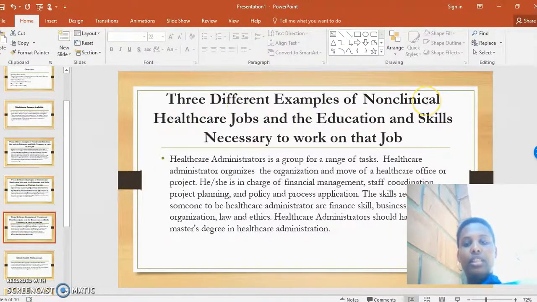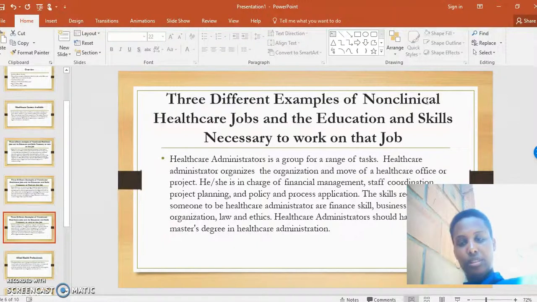Next is healthcare administrators, a group with a range of tasks. Healthcare administrators have many tasks to complete in a hospital or in any healthcare industry. He or she is in charge of financial management, to know the money the company receives and the money the company spends outside.